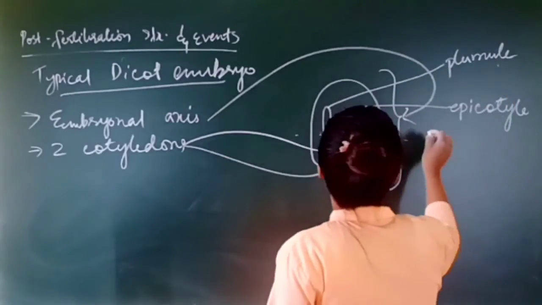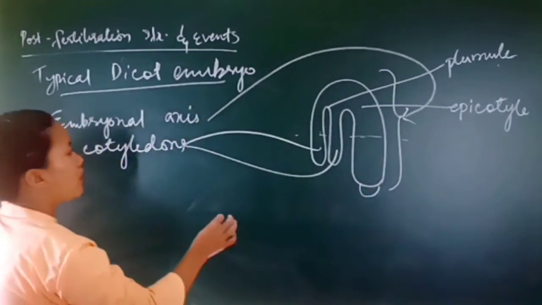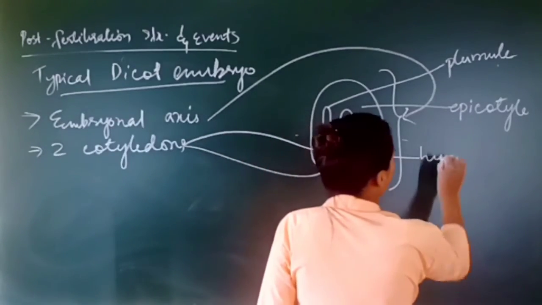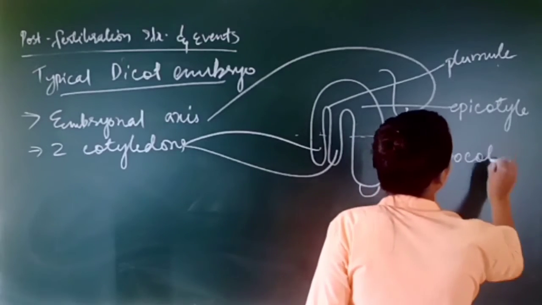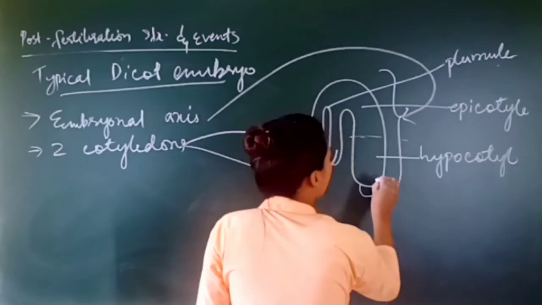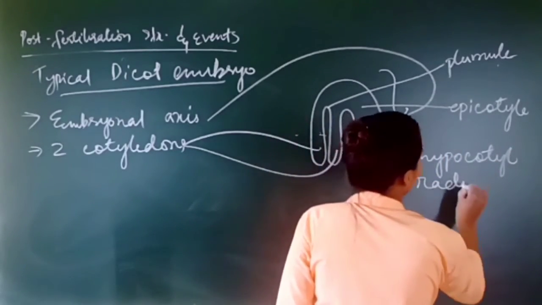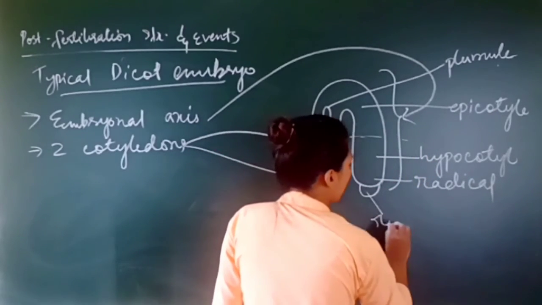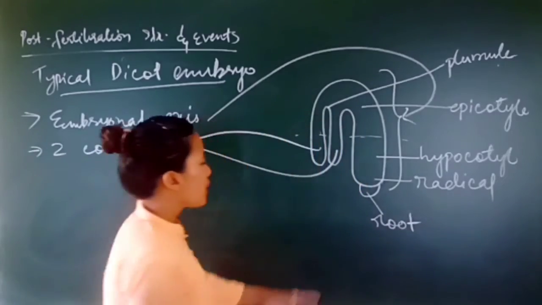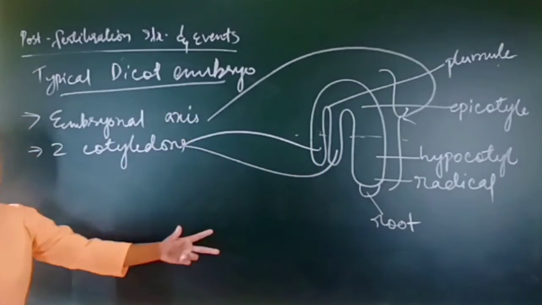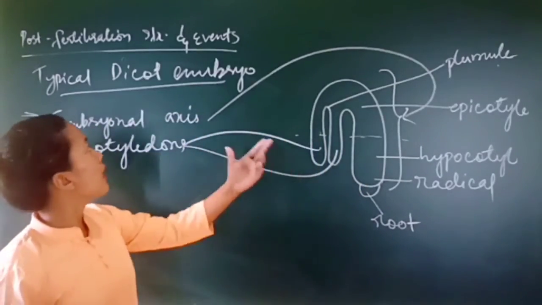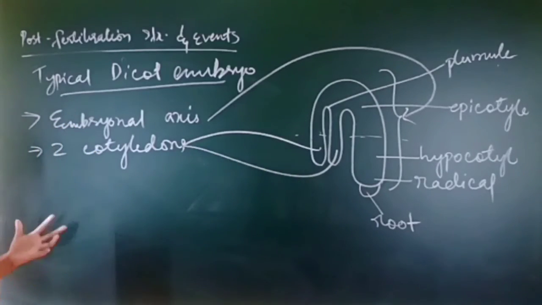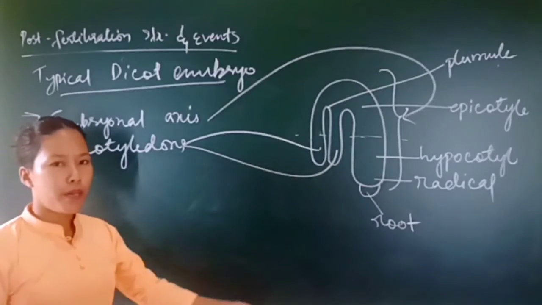Below the level of the cotyledons is called the hypocotyl. So this region is called hypocotyl. Then this part is called the radicle, and this radicle is covered with a root cap. So this is the typical dicot embryo. This is how the structure of this dicot embryo looks. Next we will discuss the monocot embryo.